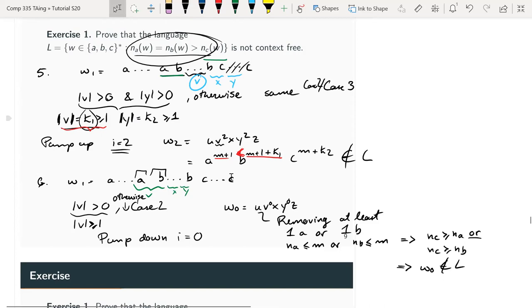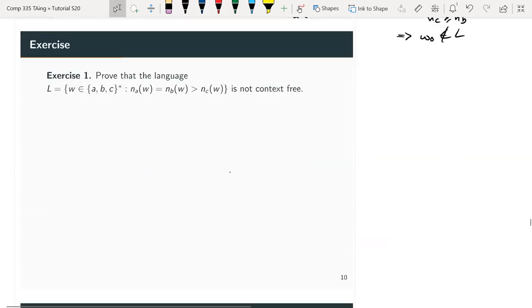So that's case six, the last case. It's when instead of the V containing the A's and the B's, the V contains B's and C's. So that's here, okay? And the argument is going to be quite similar. So again, you're going to have W1 as a bunch of A's, a bunch of B's, and then a bunch of C's, okay? But now your V is here, okay?